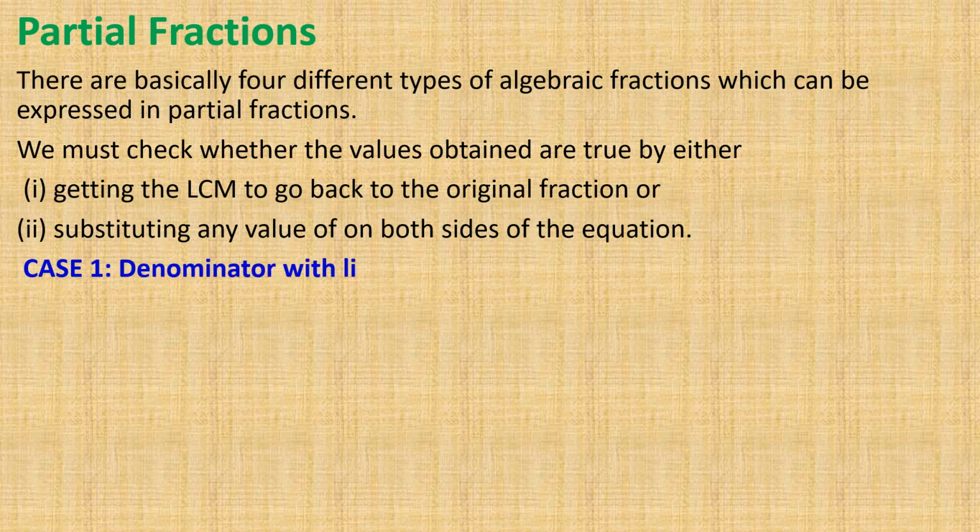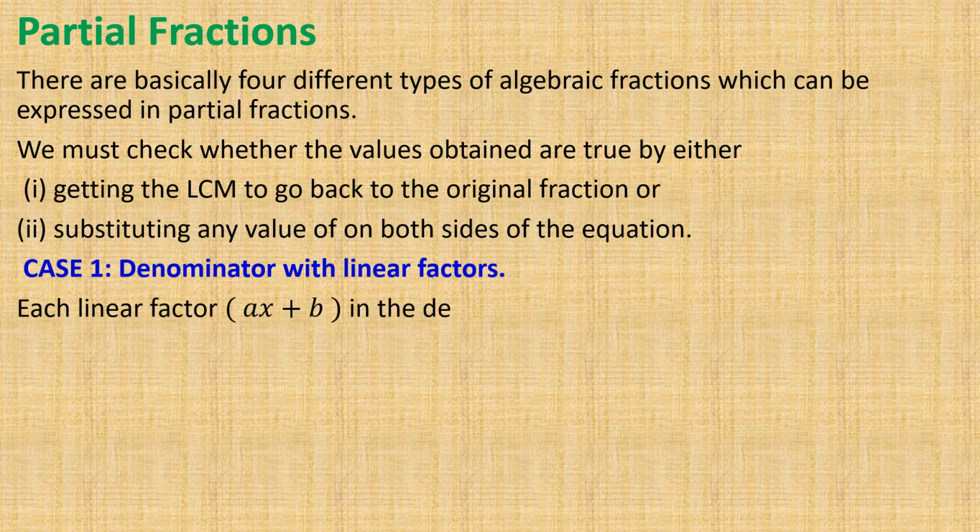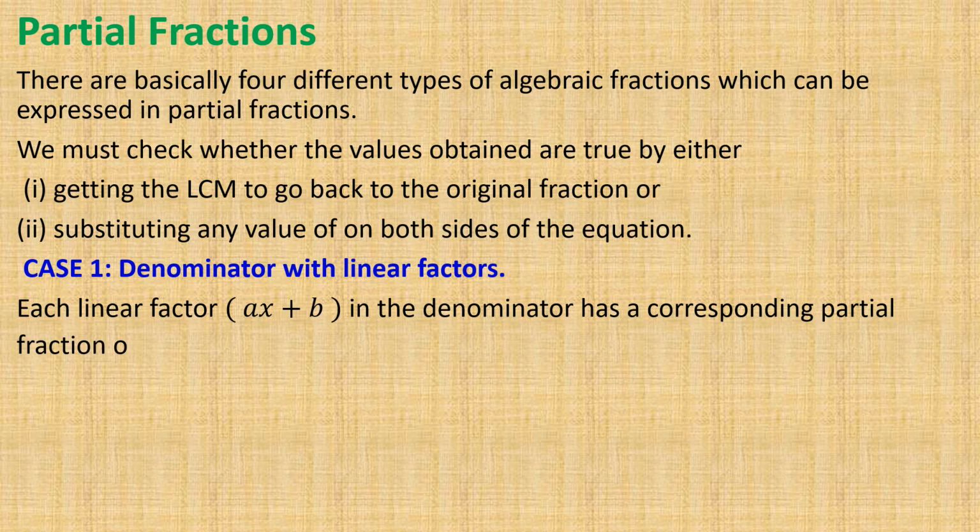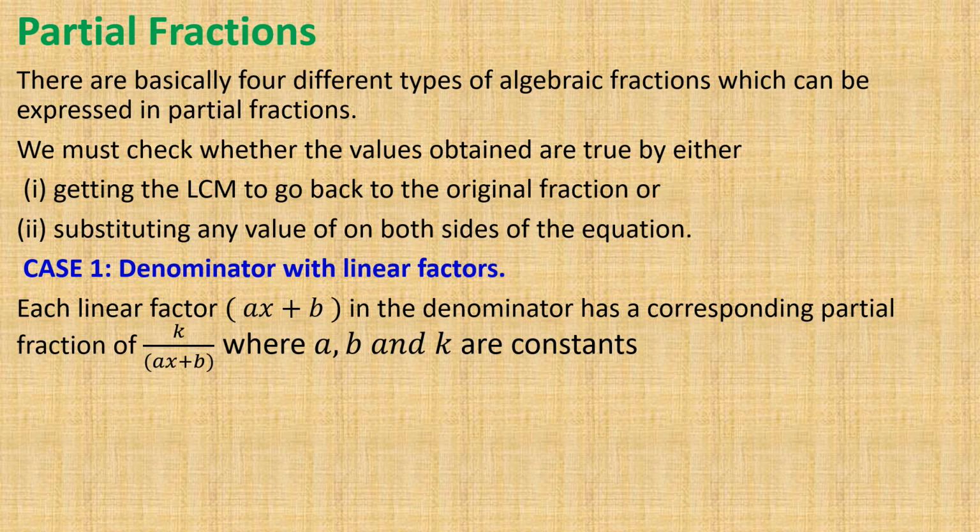Case 1: denominator with linear factors. Each linear factor of this kind, ax plus b, in the denominator has a corresponding partial fraction of k over ax plus b, where a, b, and k are constants.